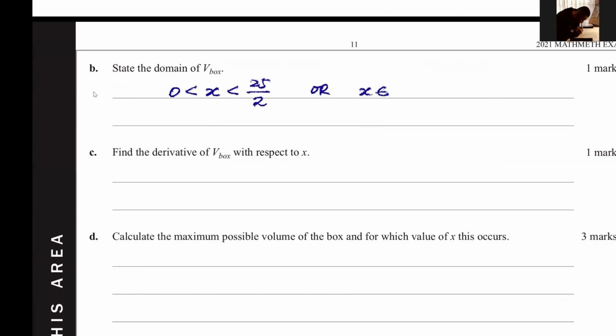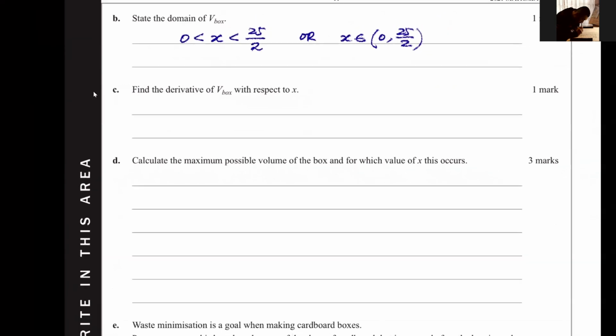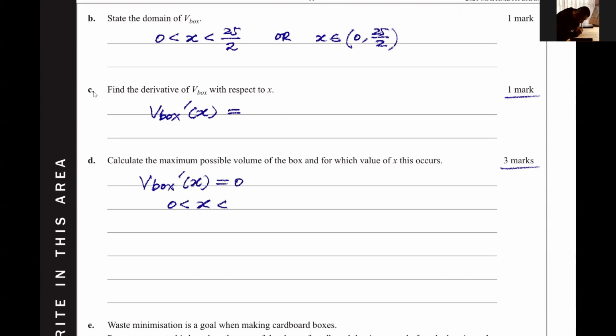And the next parts, C and D, are a very standard Year 11 Methods question. Find the derivative of V box, calculate the maximum possible volume of the box, and for which value of x this occurs. So 1 mark, 3 marks. So we say V box dash of x equals something. Then we can say V box dash x equals 0 and specify the domain. And x equals something, V max equals V of something, gives you some maximum volume, etc. Okay.